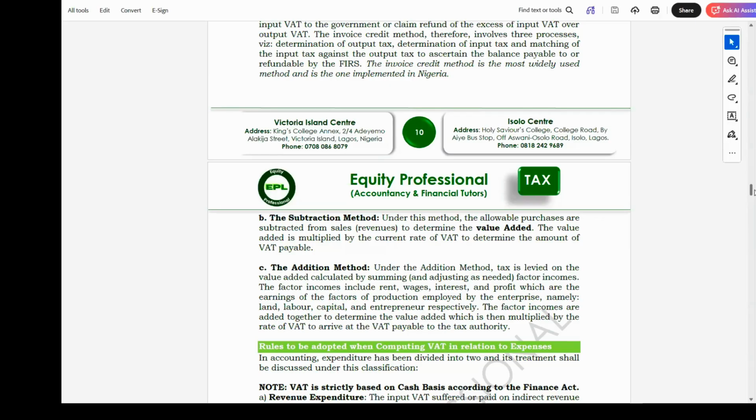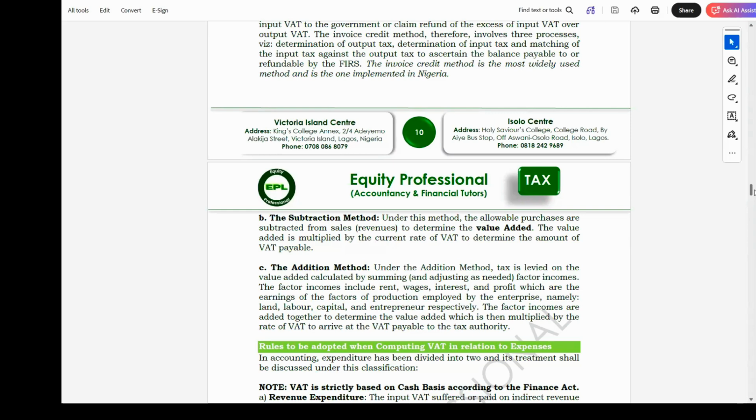So the reward for land is what? Rent. Then we have labor. The reward for labor is what? Wages and salary. Then we also have another factor of production, capital. The reward for capital is what? Interest. Then we also have the last factor of production, entrepreneur. The reward for entrepreneur is what? Either to make profit or to get income, by providing goods and services.